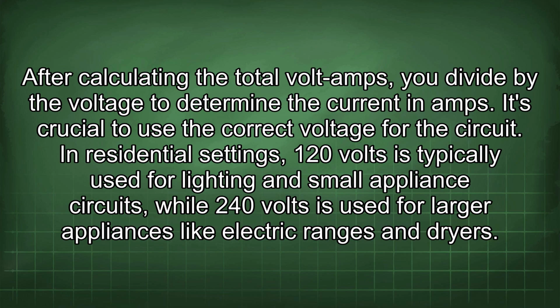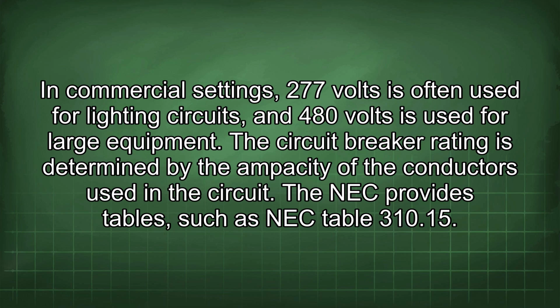It's crucial to use the correct voltage for the circuit. In residential settings, 120 volts is typically used for lighting and small appliance circuits, while 240 volts is used for larger appliances like electric ranges and dryers. In commercial settings, 277 volts is often used for lighting circuits, and 480 volts is used for large equipment.